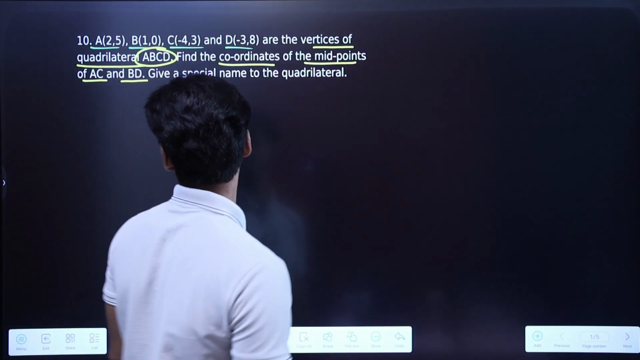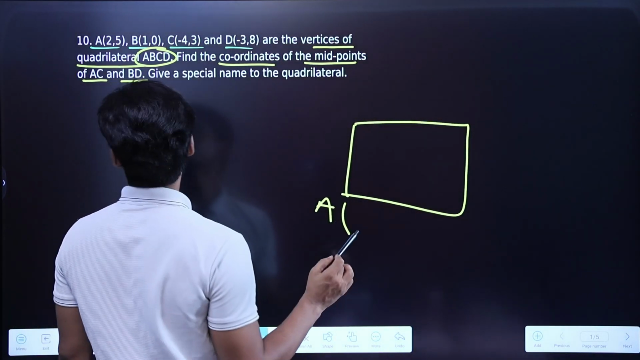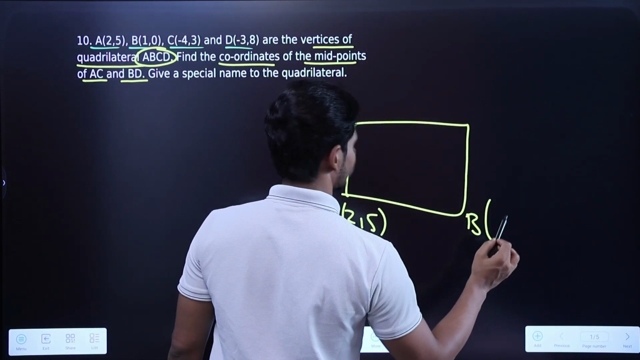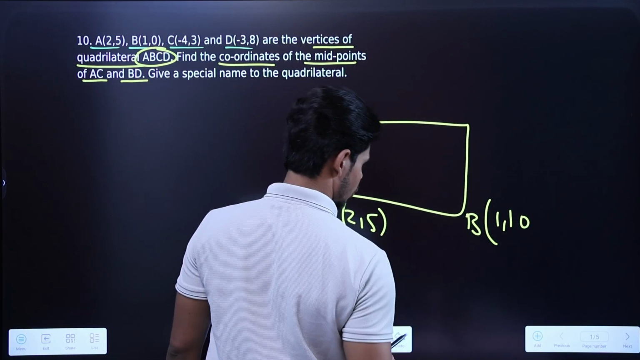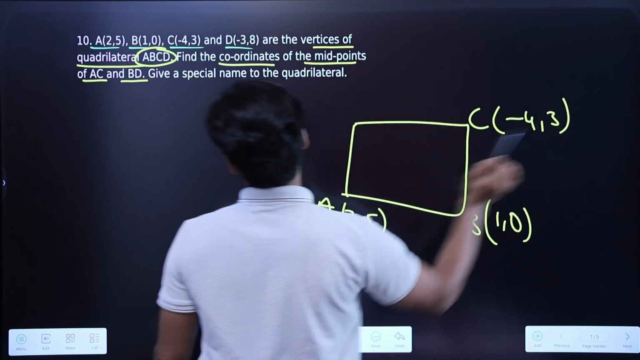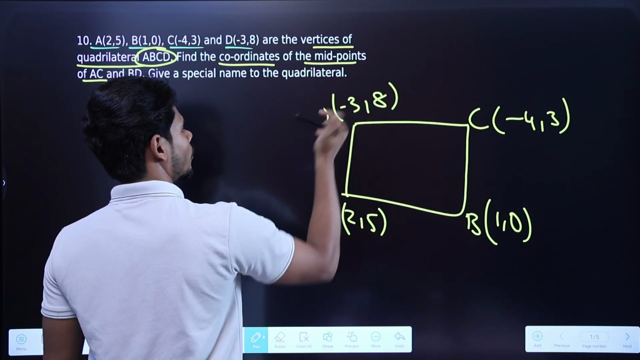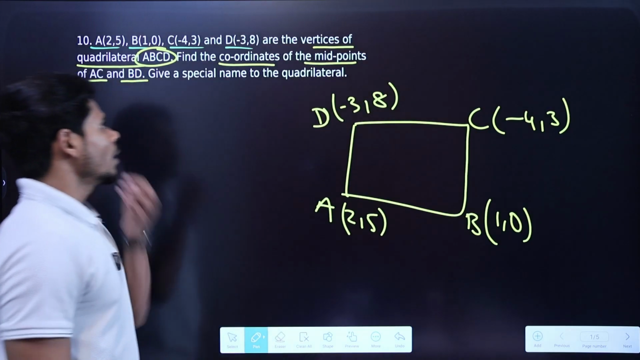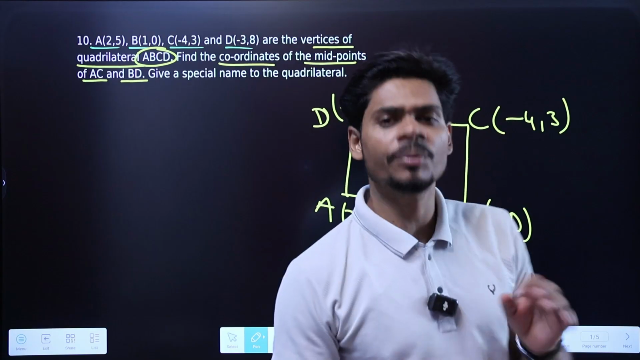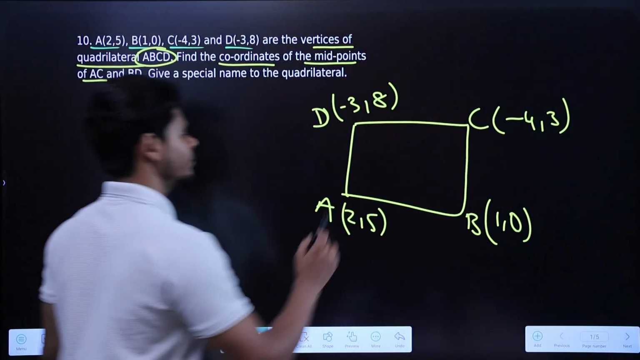So let's first draw any quadrilateral. Let's say randomly I am drawing A, which is 2, 5, and B, which is 1, 0. Then C, that is minus 4, 3. Then D, negative 3, 8. Fine. Now we need to find the midpoint of AC and BD, which is very easy.